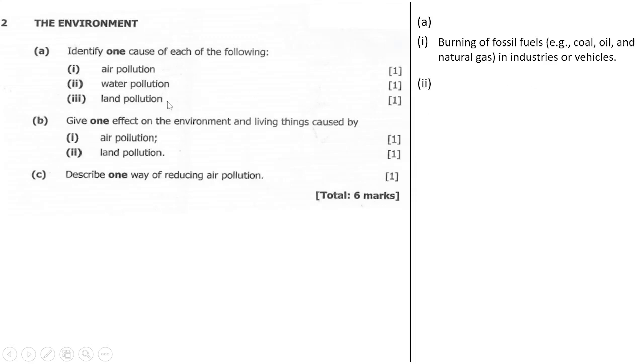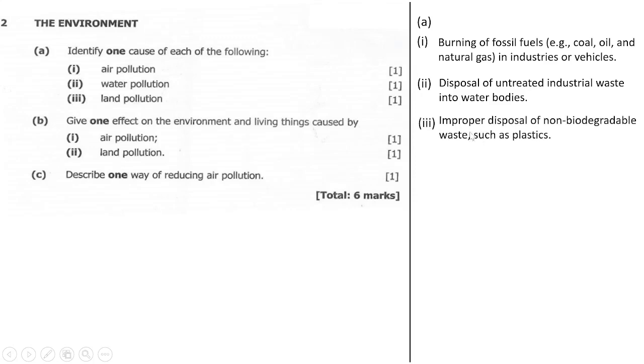Then Roman numeral 2, water pollution. Okay, disposal of untreated industrial waste into water bodies can bring about water pollution. Yeah, so disposal of untreated industrial waste into water bodies causes water pollution. Then 3, we are talking of land pollution. So improper disposal of non-biodegradable waste such as plastics can bring about land pollution.